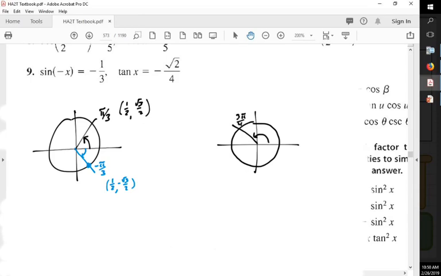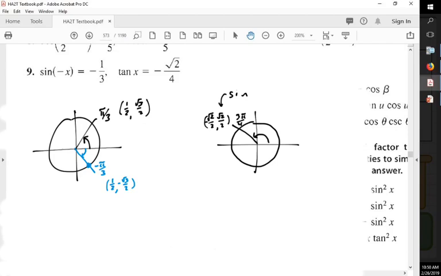Do you know what the coordinates are right there? Negative rad 2 over 2, rad 2 over 2. One of these is negative. The x is negative. Okay, notice how the y value is positive, and this is your sine value, right? The sine is always the y value.